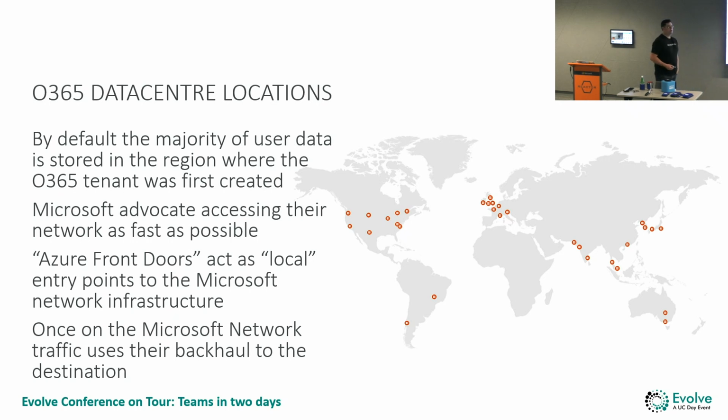Azure front door is effectively a peering point or an access point to the Microsoft network. And Microsoft want you to get from your internet connection, from your ISP, to the Azure front door as quickly as possible with as little interference as possible. And then it's their problem for how they get that around the world behind the scenes.